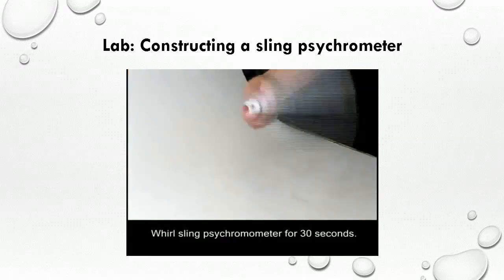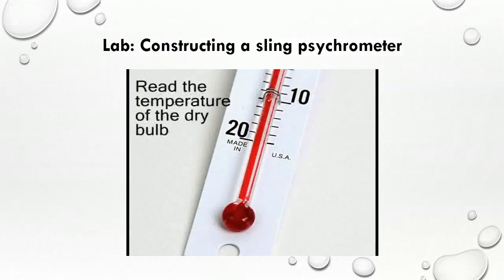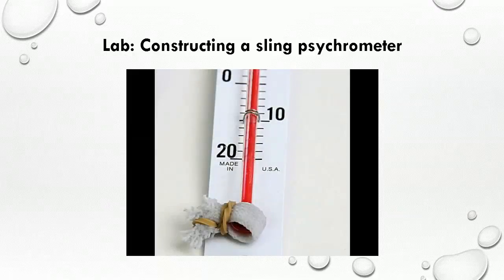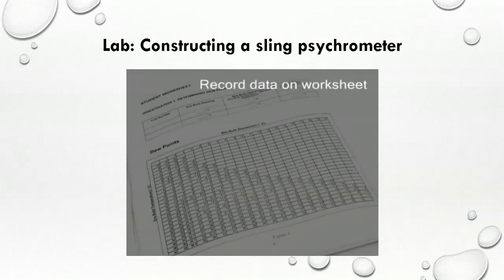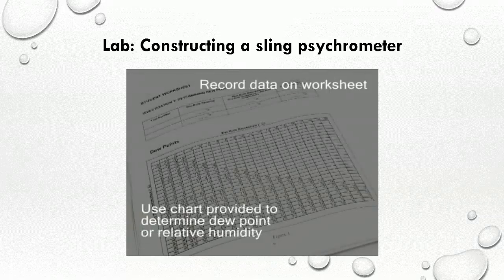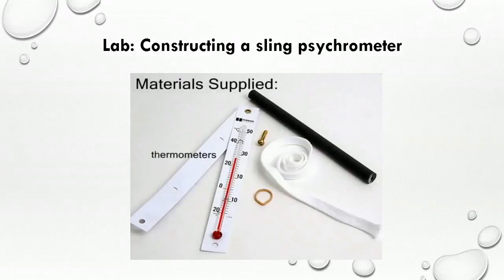To construct the sling psychrometer, wrap dry gauze around the bulb end of one of the thermometers and secure with a rubber band. It is best to use thermometers with a hole or loop on the top end so you can secure a stiff wire to the end. Put the wire through the loop of both thermometers and secure tightly so they won't fall off if you spin them.